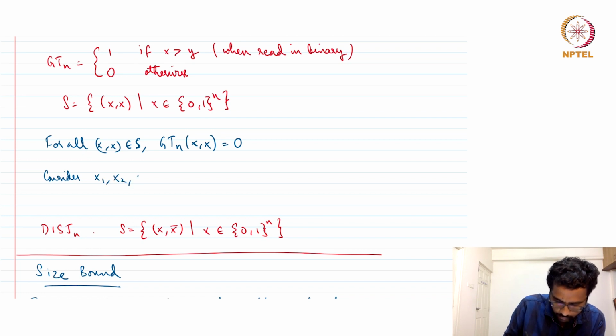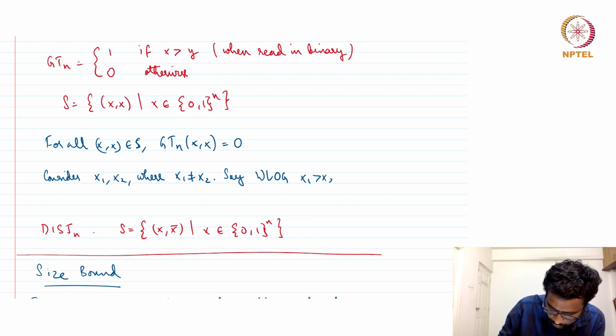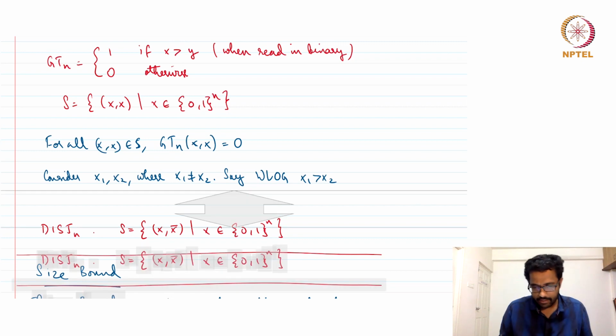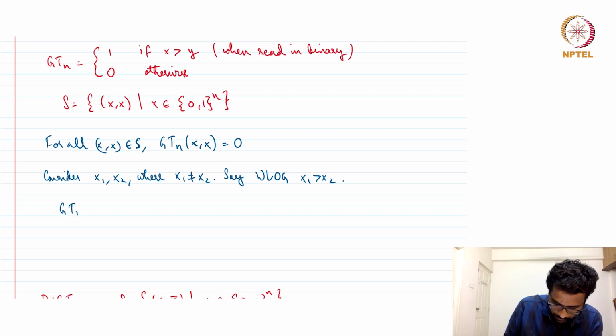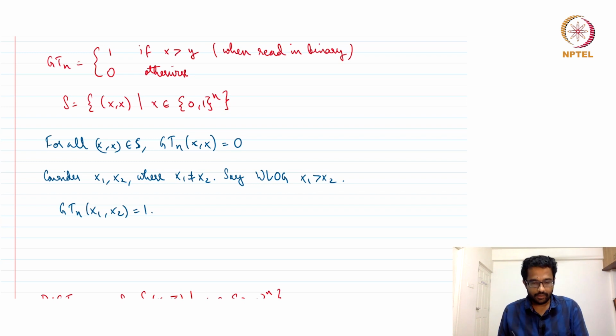But consider x1 and x2 where x1 is not equal to x2. Let's say, without loss of generality, x1 is greater than x2, right? So without loss of generality means one of them has to be bigger than the other, because they are not equal. So let's say x1 is greater. So now GTn of x1 comma x2 is equal to 1 because x1 is greater than x2. So again, this is a fooling set, because pick any two x1, x2, one of them is bigger than the other, so the greater than function will be equal to 1 for that entry.